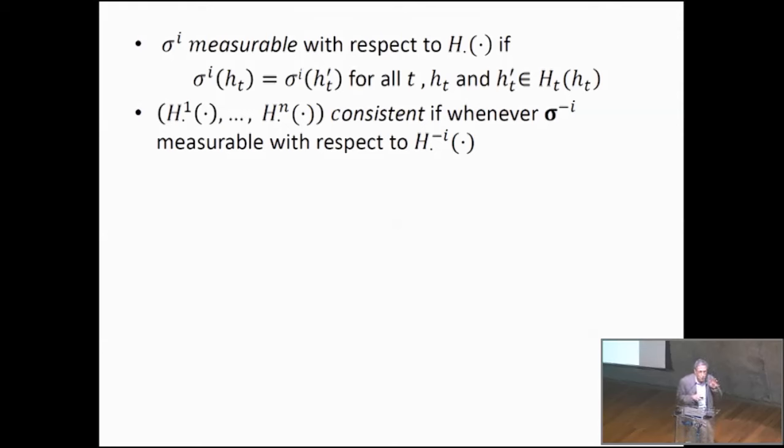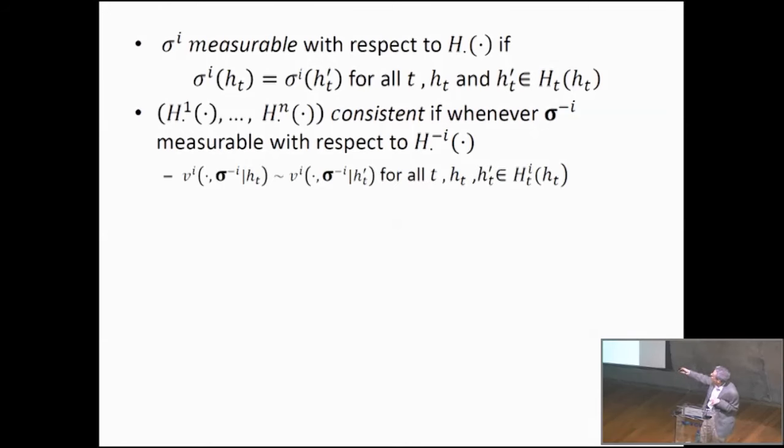We'll say that the partitions are consistent, and here by that I mean consistent with rationality, if whenever the other players are using strategies which are measurable with respect to their partitions, player I does not lose if he makes his strategy measurable with respect to his partition. And the formal way of saying that is that player I's decision problem after HT is equivalent to his decision problem after HT prime. So I use the equivalent sign.